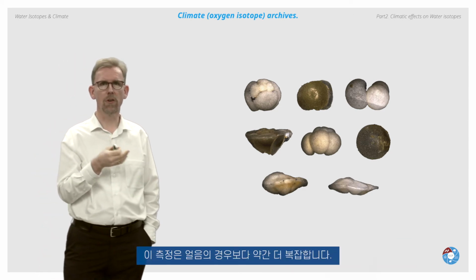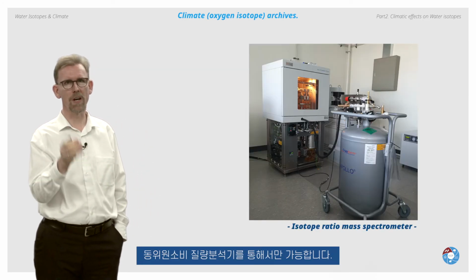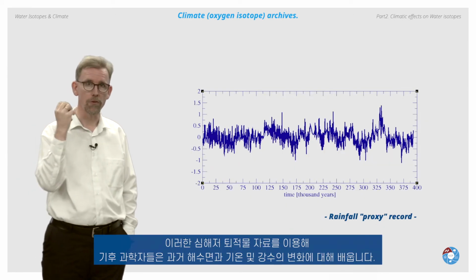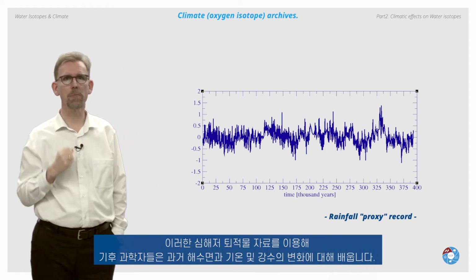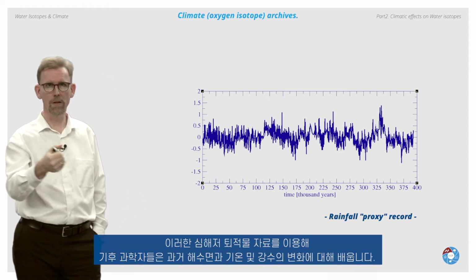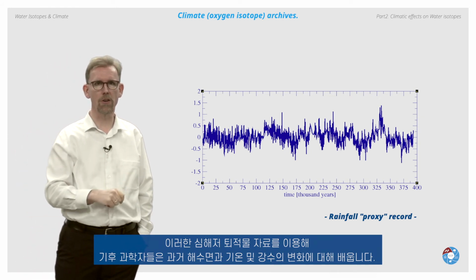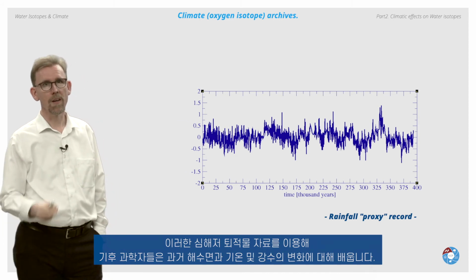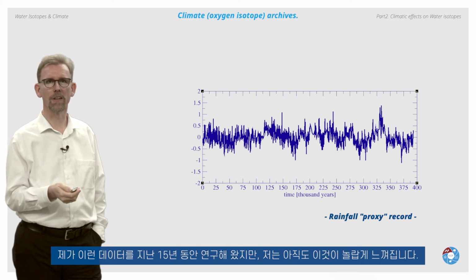These measurements are a bit more complicated than for ice. They have to be done with an isotope ratio mass spectrometer. With such data, climate scientists then can learn something about sea level, number one, number two, past temperatures, number three, past rainfall variations, using mud cores from the deep ocean. Even though I have worked with such data for the last 15 years, I still find this story astonishing.